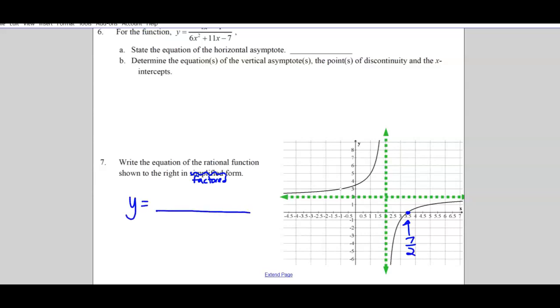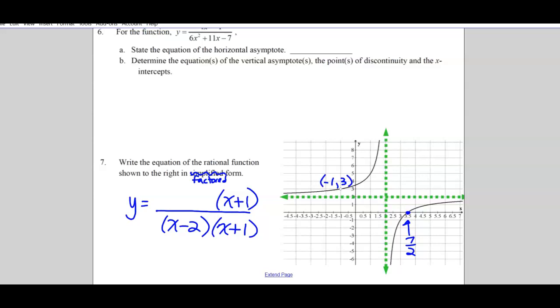So what can we fill in? It's a rational, so I've got y equals the fraction. Vertical asymptote at x equals 2, so I've got to have an x minus 2 there. Point of discontinuity at x equals negative 1, so that point is negative 1, right? So I've got to have x plus 1 and x plus 1, one above the other, because I have to have those in order to have a point of discontinuity.